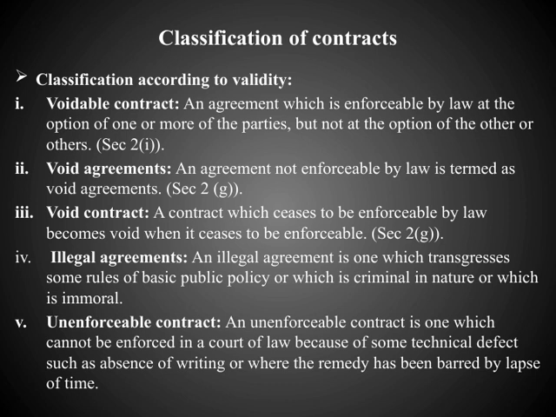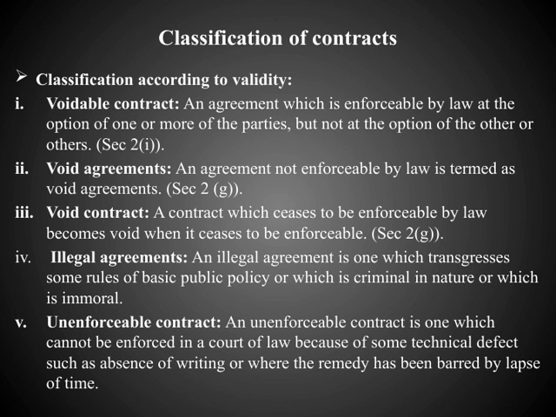These are agreements that simply are not enforceable by law from the outset. They lack the legal capacity or validity required to be recognized as a binding contract, according to Section 2(g). Moving on to void contracts, these are contracts that initially might have been valid but have lost their enforceability. Once a contract ceases to be enforceable, it effectively becomes void. This concept is also explained in Section 2(g).